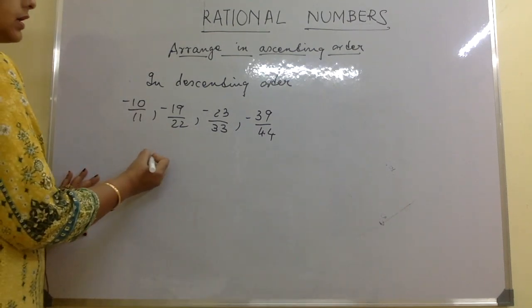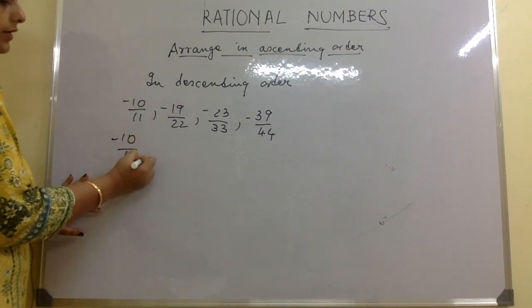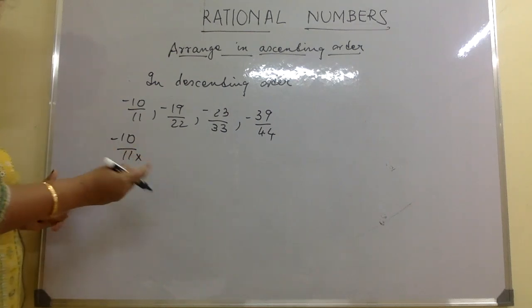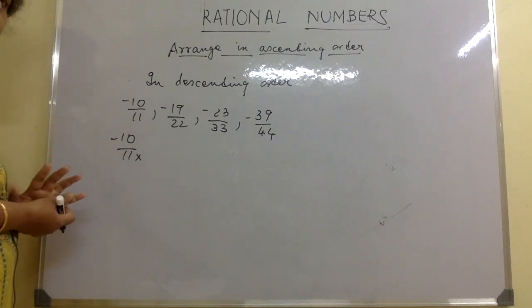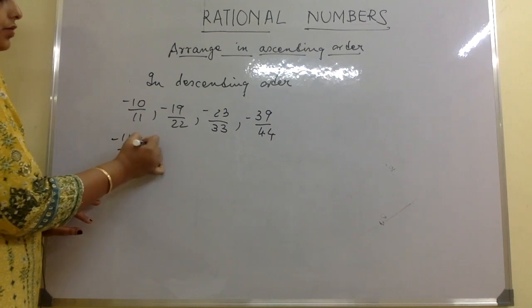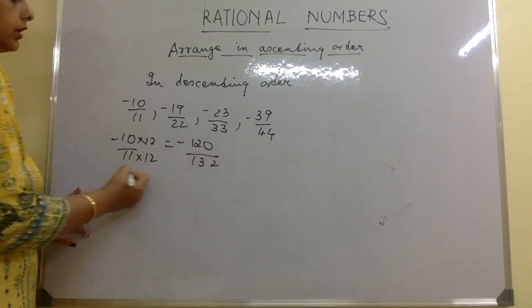So now what I do here is, I will make minus 10 by 11 into, I have to make all the denominators 132. So into 11 into 12 is 132. Let me write here 12 into 12. That is minus 120 by 132.